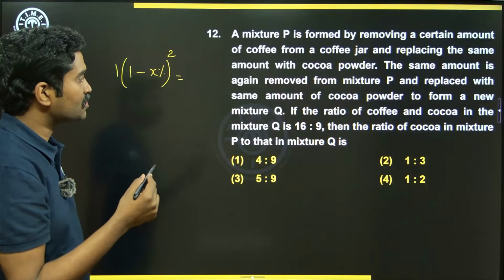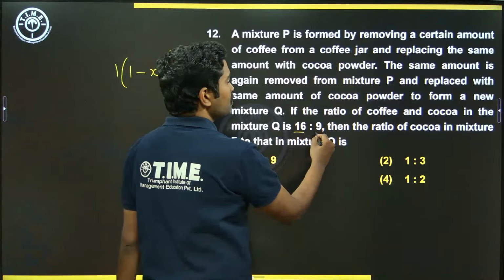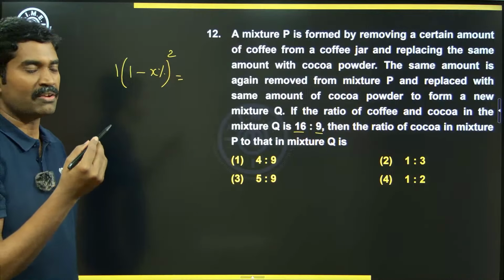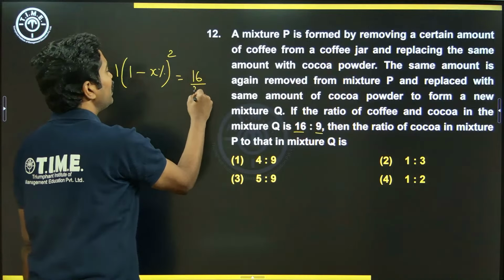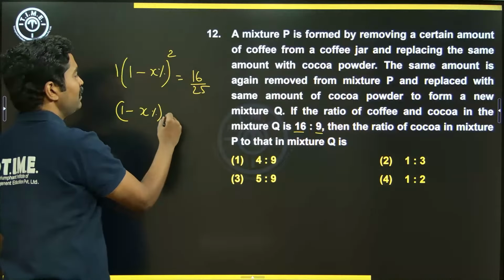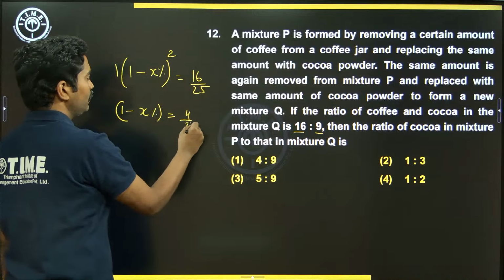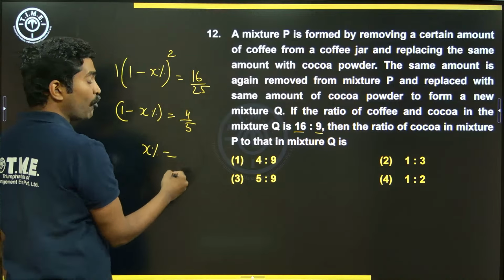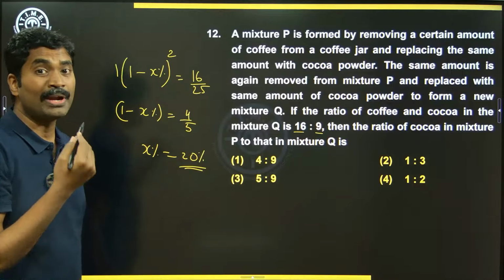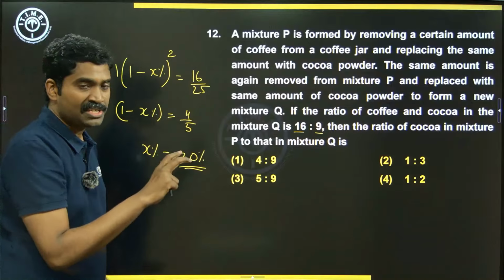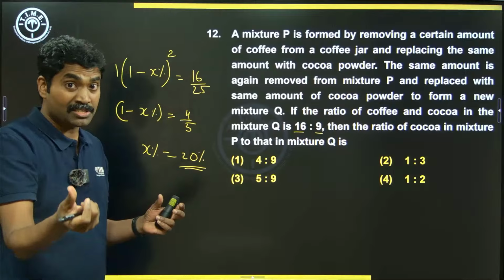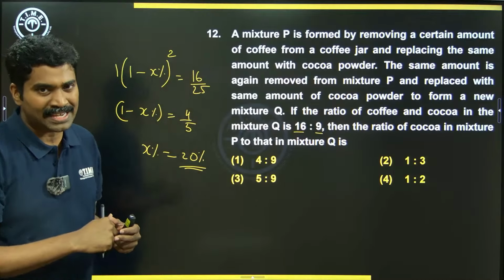What is the final concentration? Tell me. Coffee is 16 parts, cocoa is 9 parts. What is the concentration? Total is 25, right? So this is 16 by 25. So (1 minus x%) whole square is 16 by 25. 1 minus x% is square root, 4 by 5. So what is this x%? 1 minus 4 by 5, which is 1 by 5, which is 20%. So what we are doing, each time we are replacing 20%. We are taking the coffee jar, taking 20%, putting in some cocoa powder, mixing it, removing 20% of the mixture so formed, and then adding cocoa once again, same quantity.